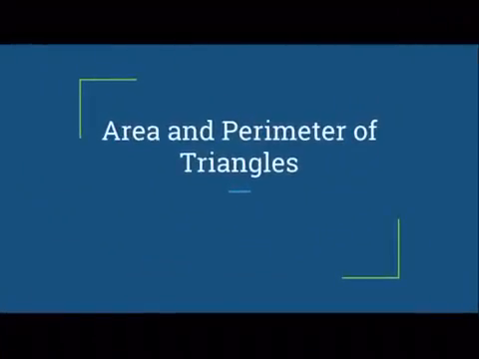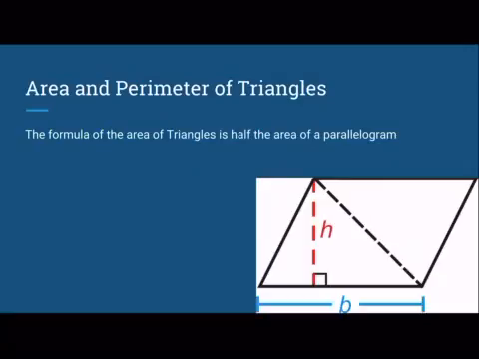Alright, today we're going to talk about area and perimeter of triangles. So, the formula for the area of triangles is half the area of a parallelogram. So if you look at our picture right here, we have a parallelogram with base B and our height H.